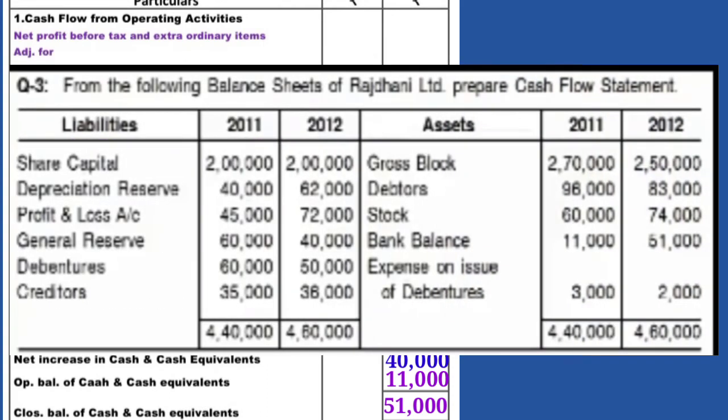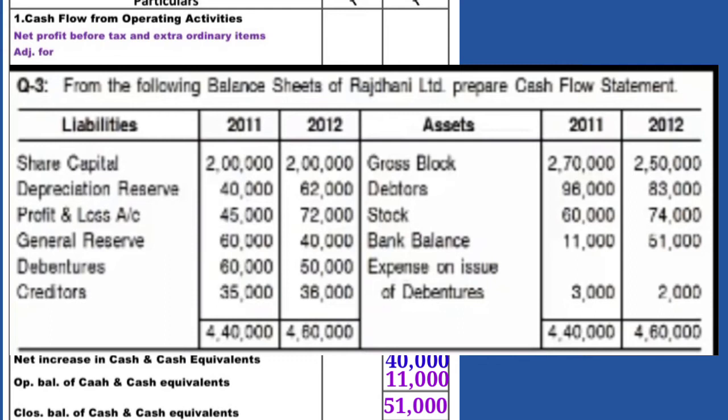On the asset side of this balance sheet, the first item is gross block. Gross block means total of fixed asset. Fixed asset will be shown in investing activity, that we know. Fixed asset and investment, if purchased or sold, all will come in investing activities. Here, what is the amount of gross block? In 2011, 2,70,000 and 2012, 2,50,000. 20,000 rupees is decreased. Right?